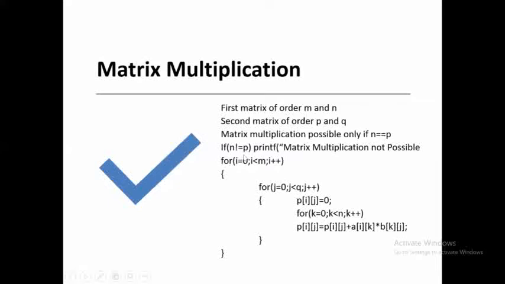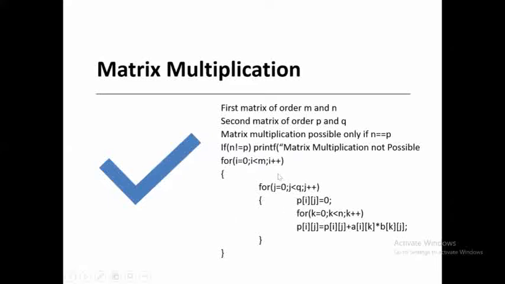Suppose if n value is not equal to p, that is the number of columns of the first matrix and the number of rows of the second matrix do not match, at that time you print the message matrix multiplication not at all possible, right?